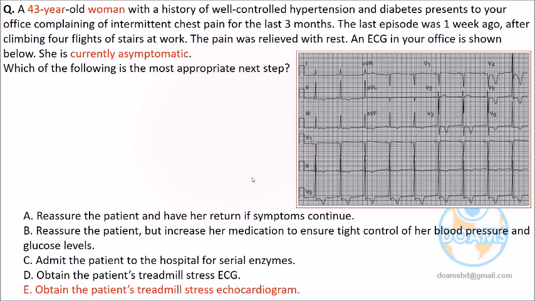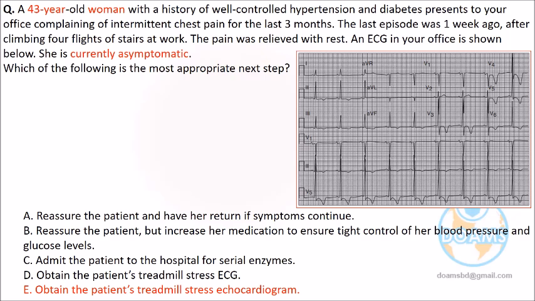Admit the patient? Obtain the patient's treatment? Sure, we have to go for the treadmill stress echocardiogram. Interesting. That means when we do a stress ECG or a stress echocardiogram, if the diagnosis is not clear, and in the ECG we cannot say whether this is MI or not, and we cannot say his exercise tolerance, and he is currently asymptomatic, the decision will be to do a stress test.